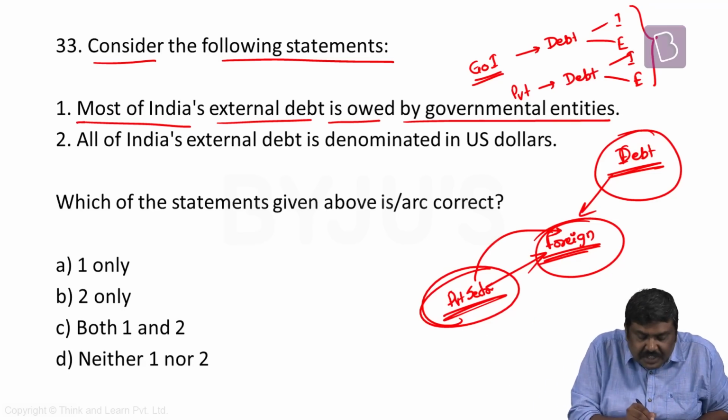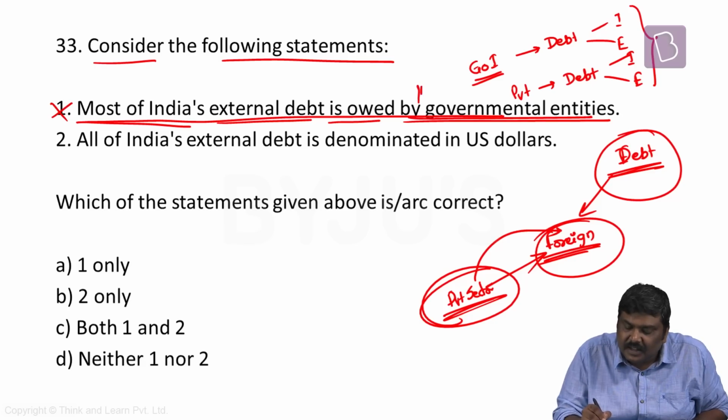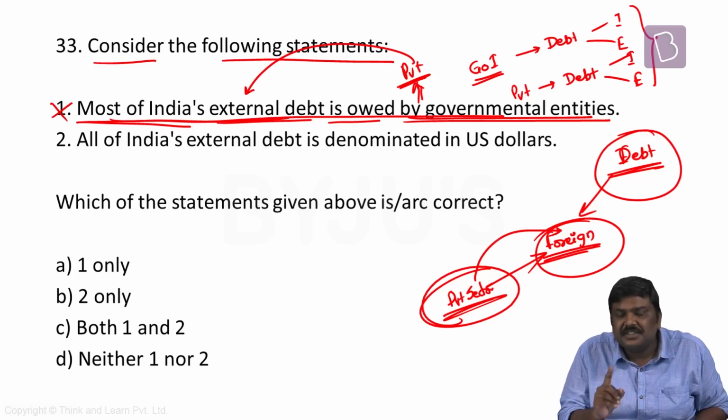So basically the first statement is wrong. It is not the government entities, it is rather the private sector which has most of India's external debt.